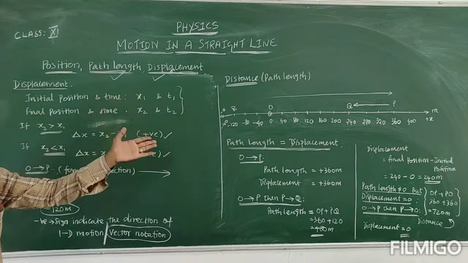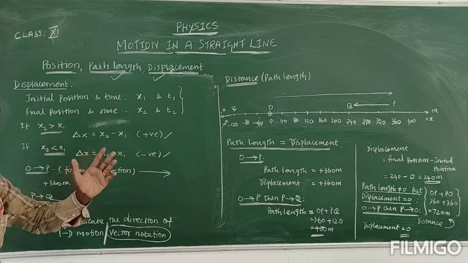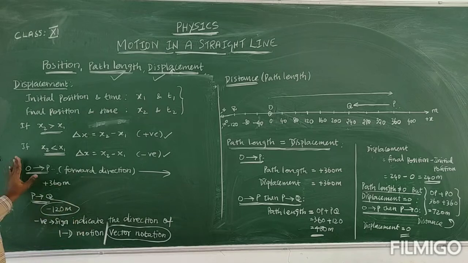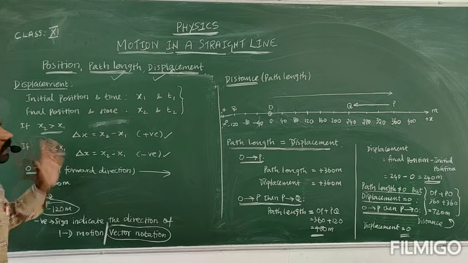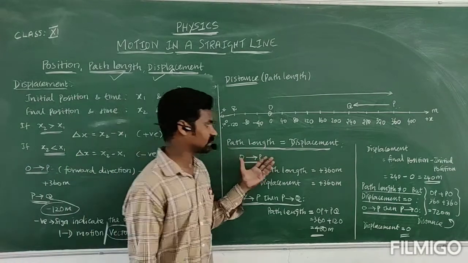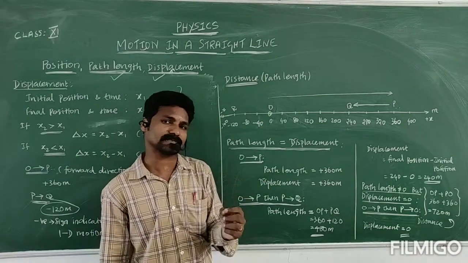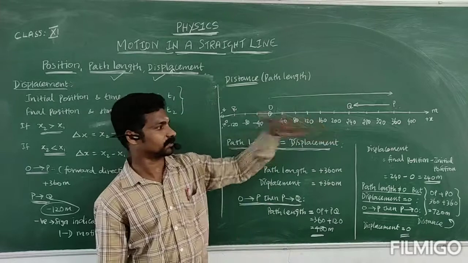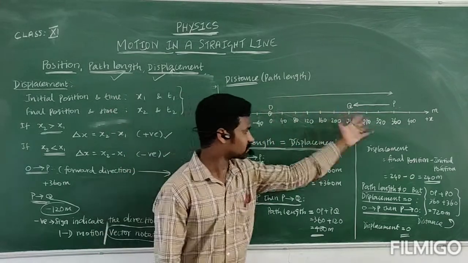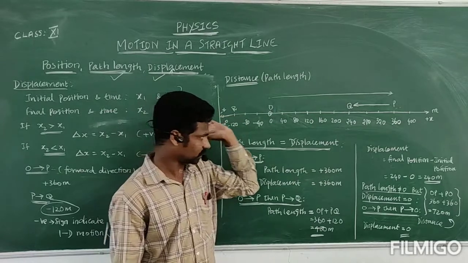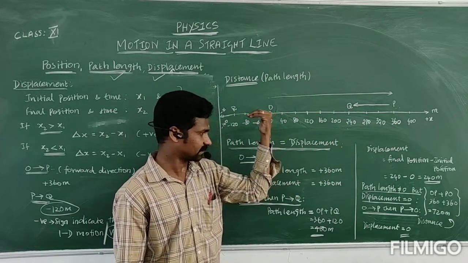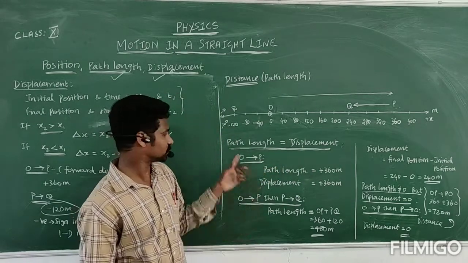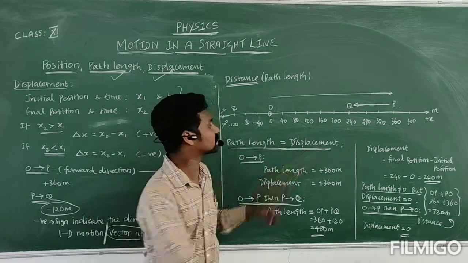We are going to discuss path length and displacement simultaneously for the same situation. This situation we already discussed in path length. In which situation will the path length and the displacement be the same? For example, in a straight line path, where it does not turn back, let us imagine. In a straight line, the path length and the displacement will be the same. So that is the heading: path length is equal to displacement.